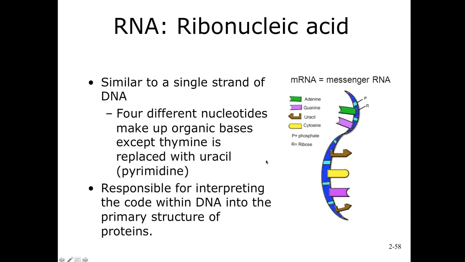Here is RNA, and we only have one single strand that makes RNA up. We said that it's going to have ribose within its strand, and then we have our adenine, guanine, uracil now instead of thymine, and cytosine that will make up the nitrogen bases here.